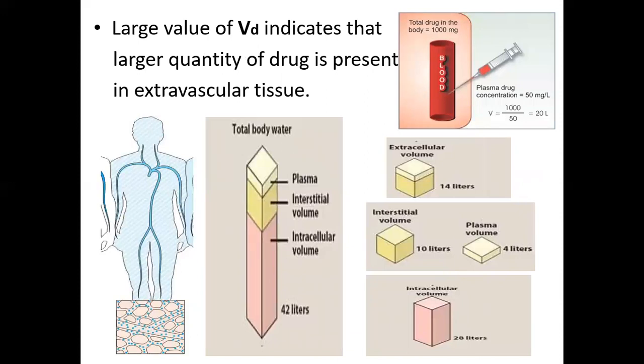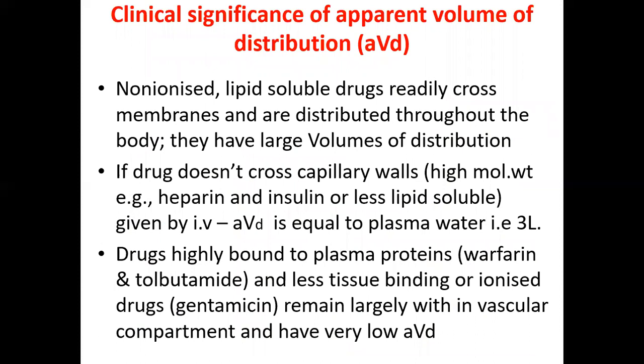A larger value of volume of distribution indicates that a larger quantity of drug is present in extravascular tissue. So the more the value of volume of distribution, the larger the quantity of drug present in the extravascular tissue. Clinical significance of apparent volume of distribution. Non-ionized lipid-soluble drugs easily cross membranes and are distributed throughout the body. They have large volumes of distribution.